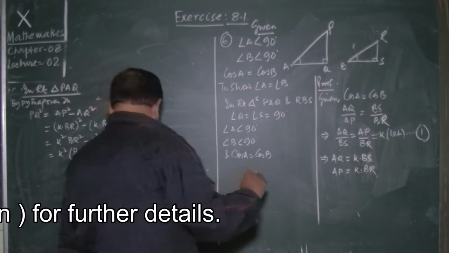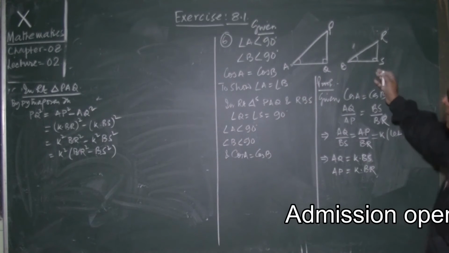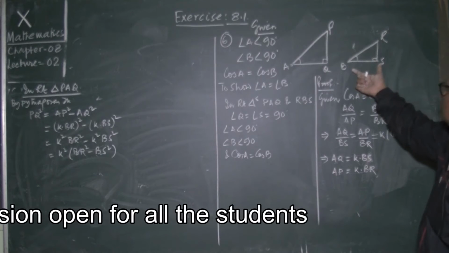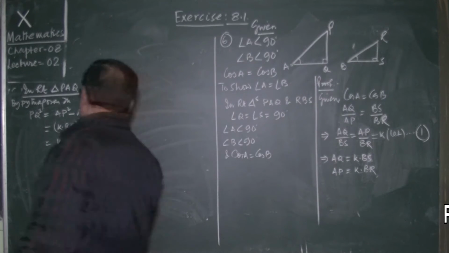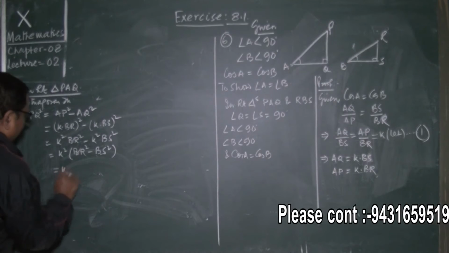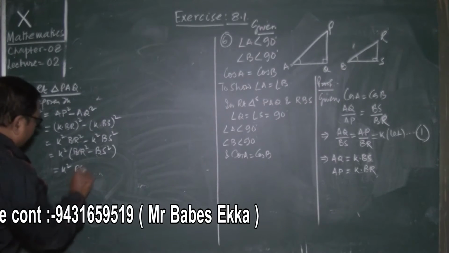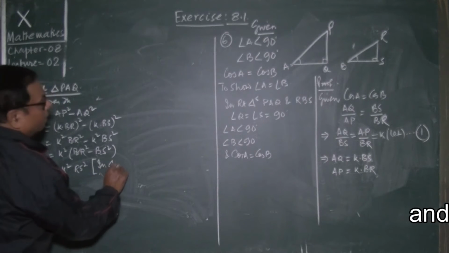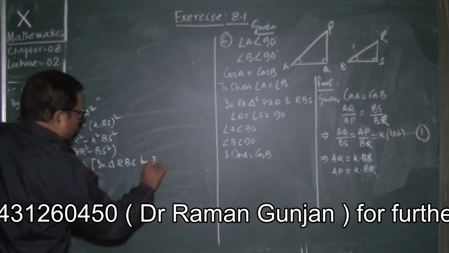Now come to the triangle RBS. In this very triangle, BR square minus BS square will be RS square by Pythagoras theorem. That is, we can write K square times RS square. In triangle RBS, by Pythagoras theorem.